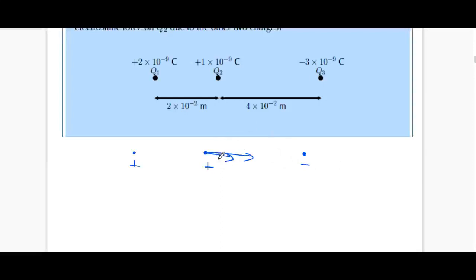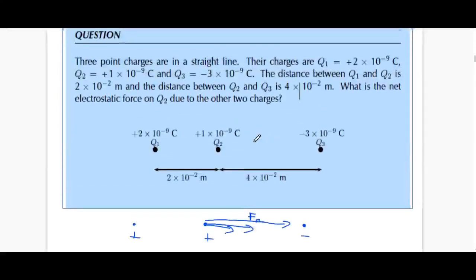So what is our resultant going to be? Our resultant is going to be these two vectors added together. So it will be something like this, our FR. Here I have the force of Q2 due to Q1, and here Q2 due to Q3. And then the resultant is FR. So let's go ahead and calculate the magnitudes.